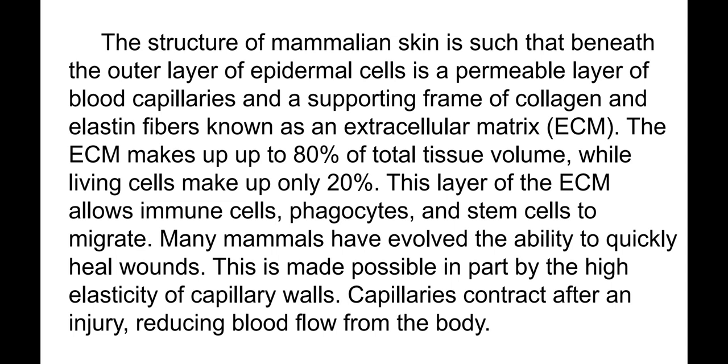of blood capillaries and a supporting frame of collagen and elastin fibers known as an extracellular matrix. The extracellular matrix makes up to 80% of total tissue volume, while living cells make up only 20%. This layer of extracellular matrix allows immune cells, phagocytes especially, and stem cells to migrate.